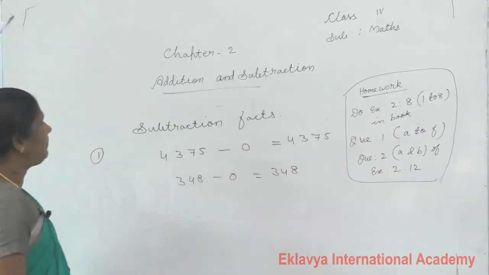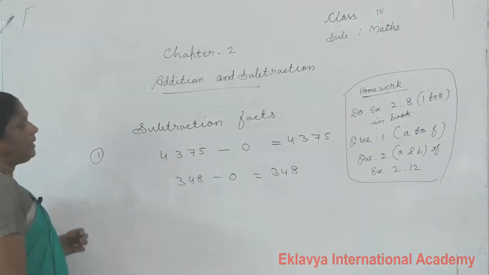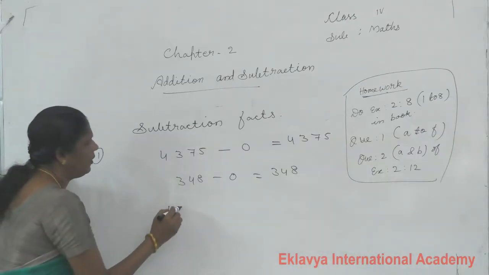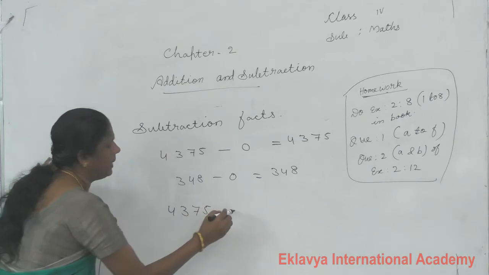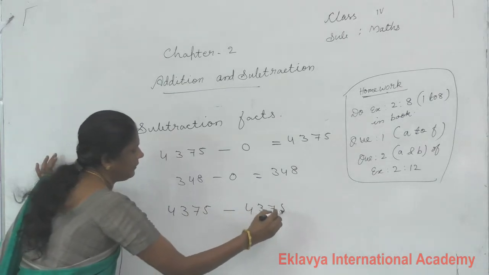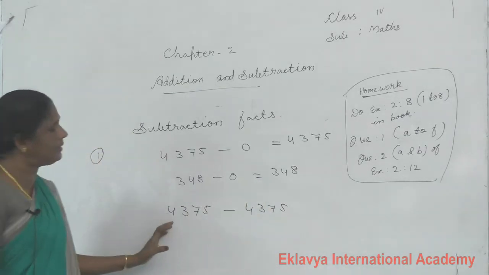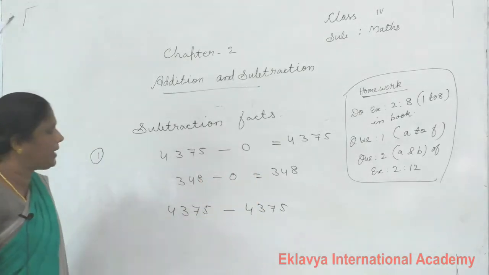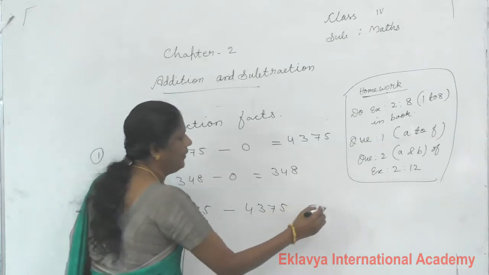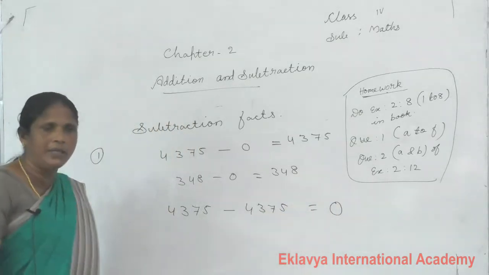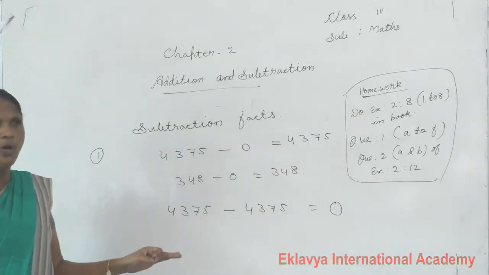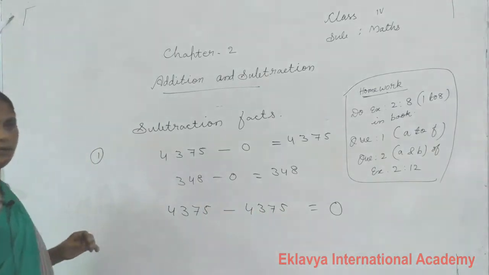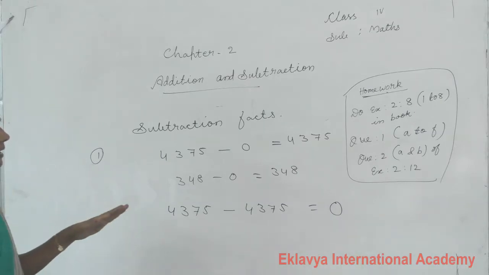Next, subtract a number from itself. Again, 4,375 minus 4,375. Subtract a number from itself. What is your answer? 0. We get a 0. 7 minus 7, we get a 0. 1 lakh minus 1 lakh, we get a 0. Then 78 minus 78, we get a 0.